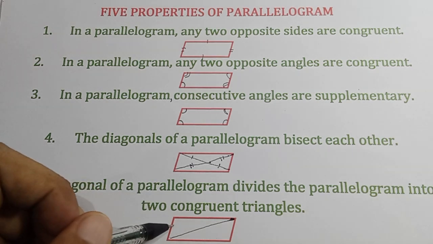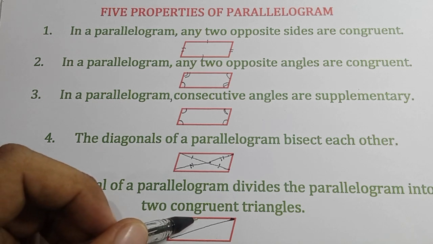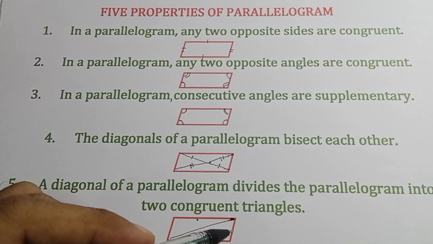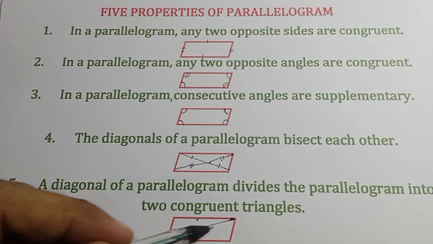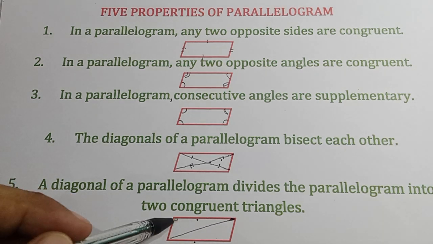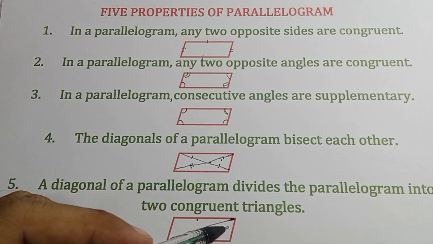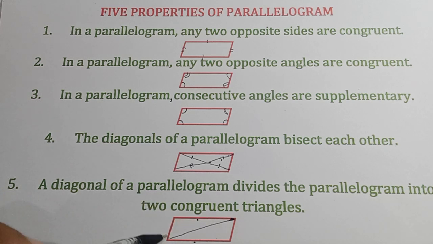So the corresponding parts are congruent. So this side corresponds to this side. This side corresponds to this side. This side corresponds to itself. This angle corresponds to this angle. This angle corresponds to this angle. This angle corresponds to this angle. So there are two congruent triangles when there is a diagonal.